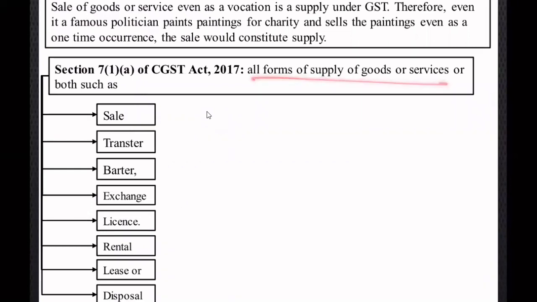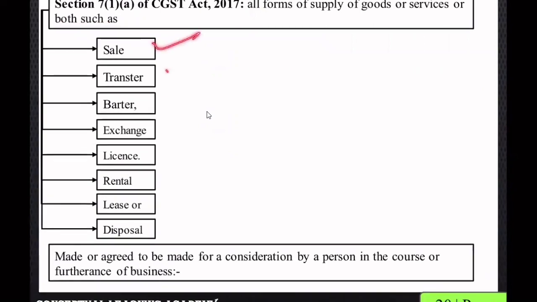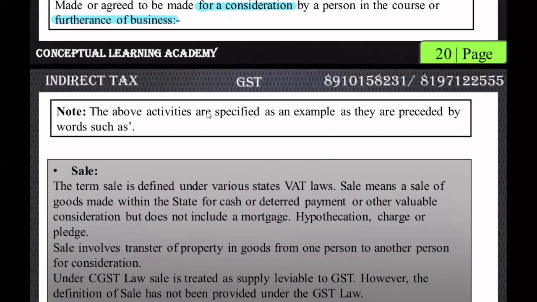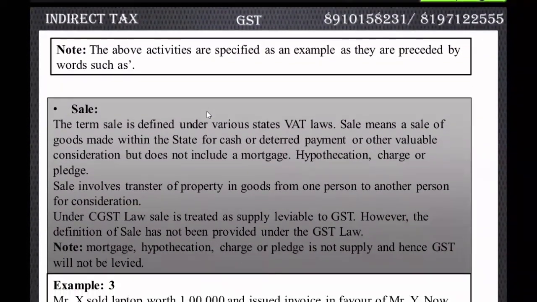All forms of supply of goods or services or both, such as sale, transfer, barter, exchange, license, rental, lease, or disposal, made or agreed to be made for a consideration by a person in the course or furtherance of business. Okay. Now I will discuss each of the terms separately.